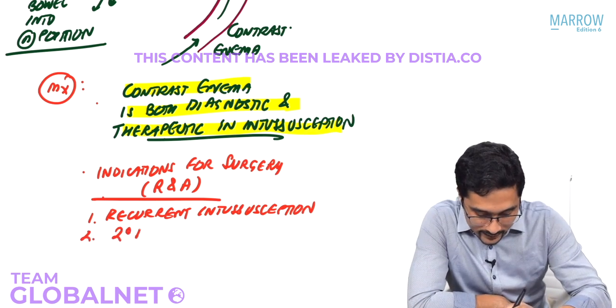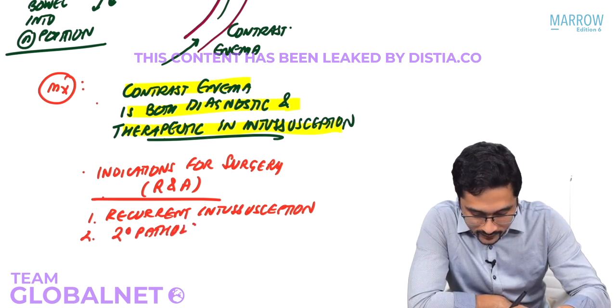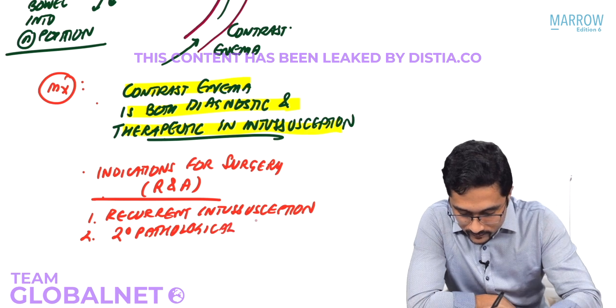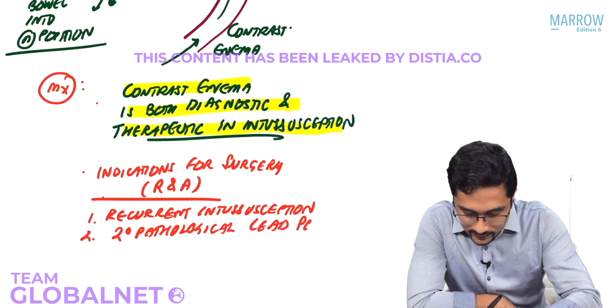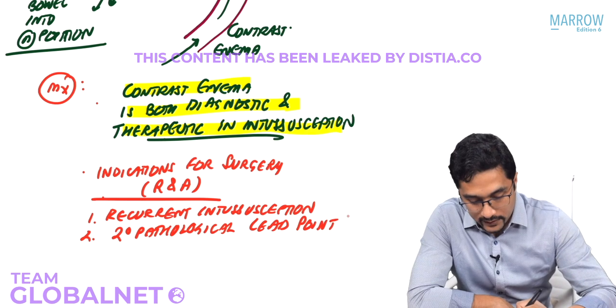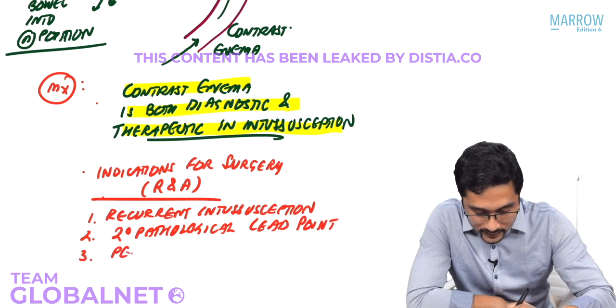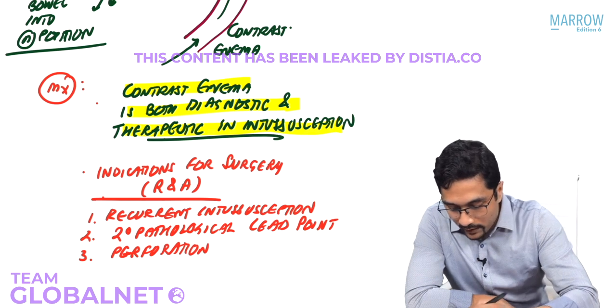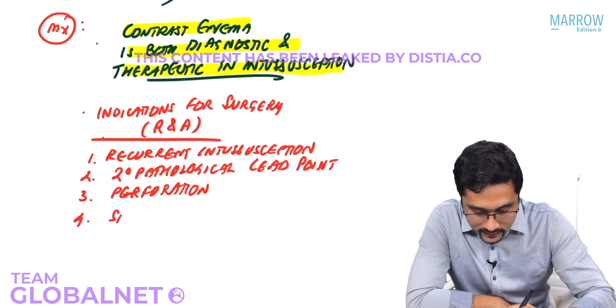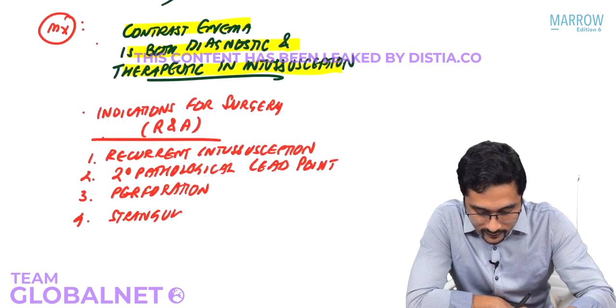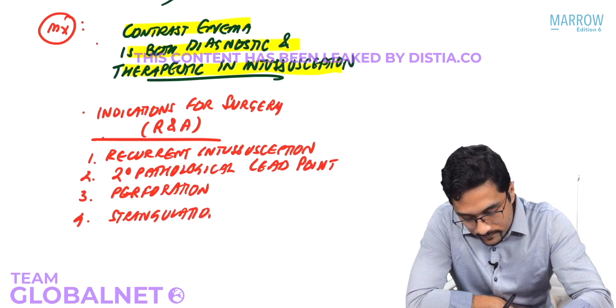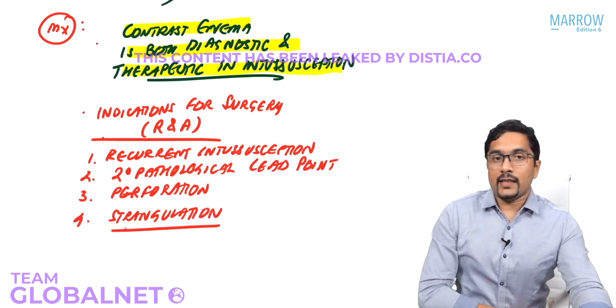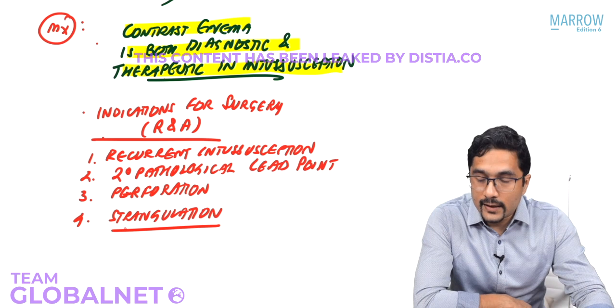If there is a secondary pathological lead point, then it will keep on occurring again and you need to deal with it surgically. If there has been a perforation or the bowel is strangulated, these are the 4 conditions when we need to carry out resection and anastomosis in intussusception.